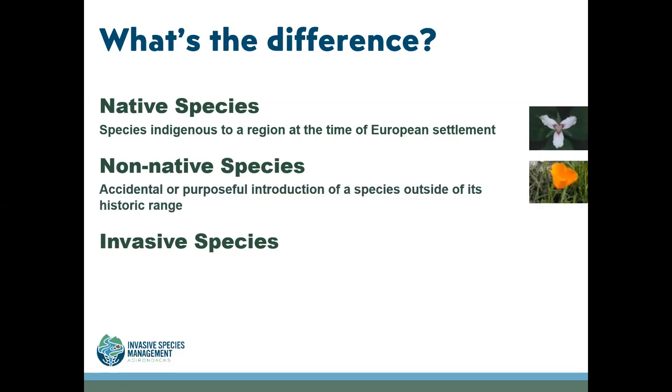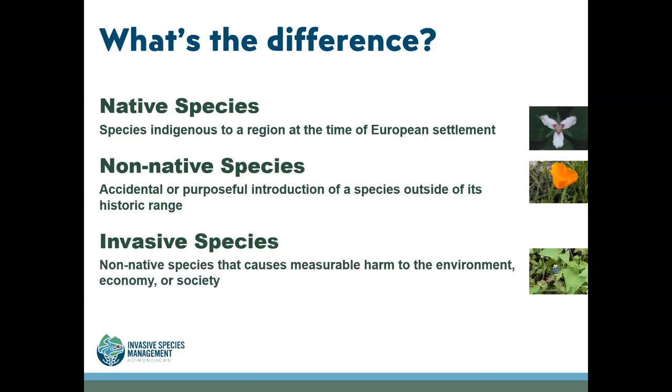A non-native species is one that has simply been introduced outside of its native historic range. Introductions could have been accidental or often they're purposeful, as is the case for many ornamental or landscape species, like the one pictured here on the right-hand side of the slide. This is the California poppy, and as its name implies, it is native to the west coast of the United States. However, we have this plant here in New York. People plant it in their gardens and in their flower boxes, and it tends to keep to itself and not really cause any significant issues. And that is what will distinguish what is simply a non-native species from one that is invasive.